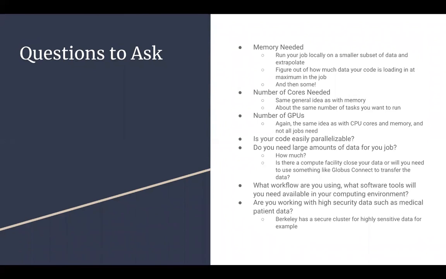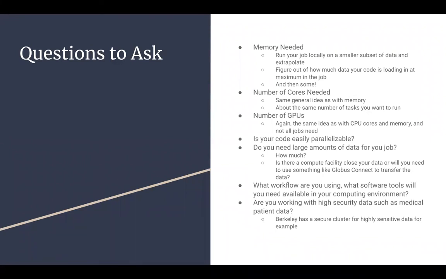So obviously, the first thing you're going to need to know is what questions you should be asking about your projects, such as the amount of memory that you need, number of cores needed, number of GPUs you might need. Is your code easily parallelizable? Do you need large amounts of data for your job? What workflows and software are you using? And are you working with particularly sensitive data?